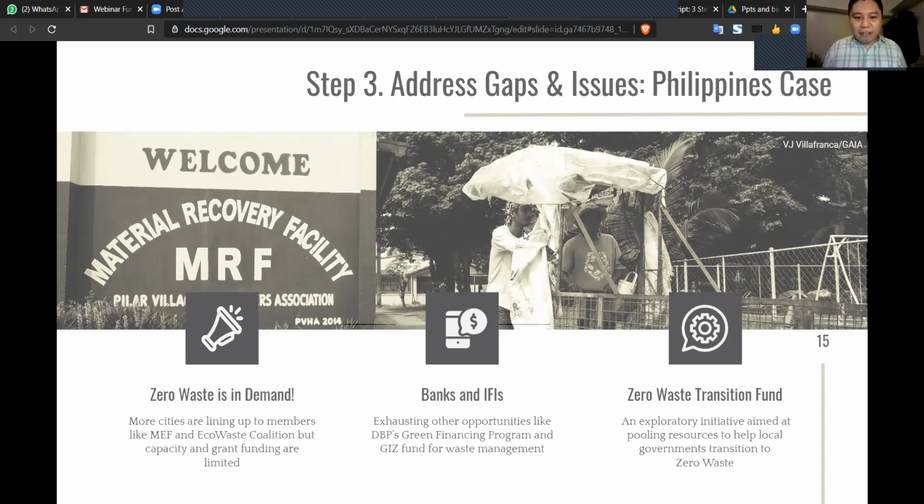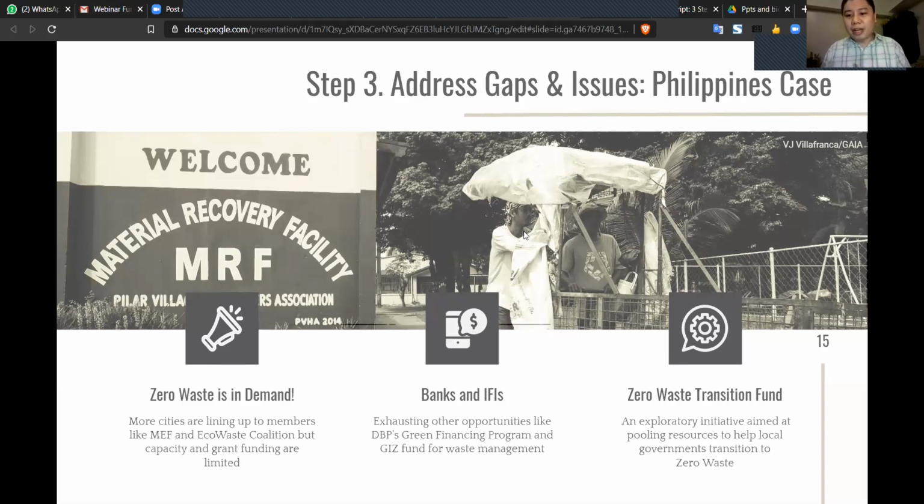Under banks and IFIs, there's also an opportunity to maximize programs such as the Development Bank of the Philippines Green Fund Financing Program, and maybe GIZ's Fund for Waste Management. And of course, this would require a lot of commitment coming from the national government to support municipalities.